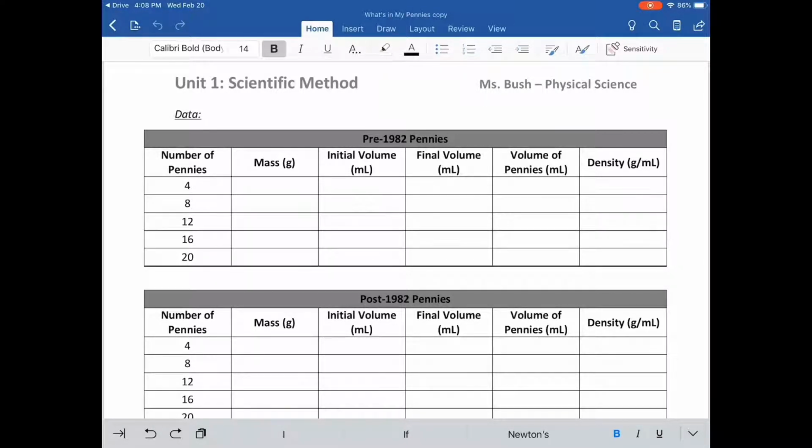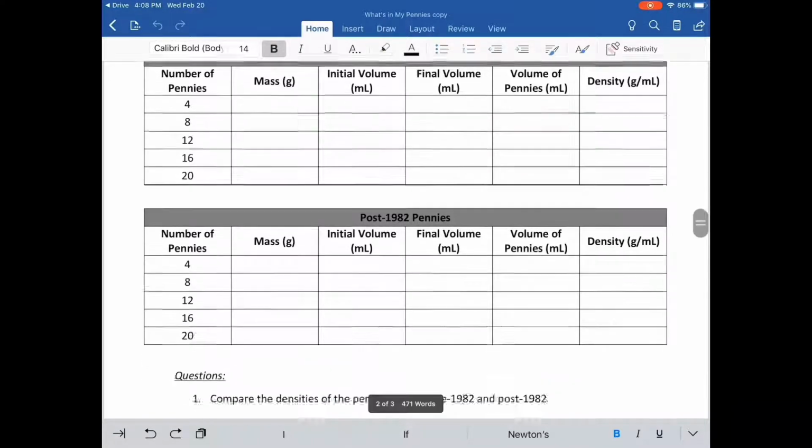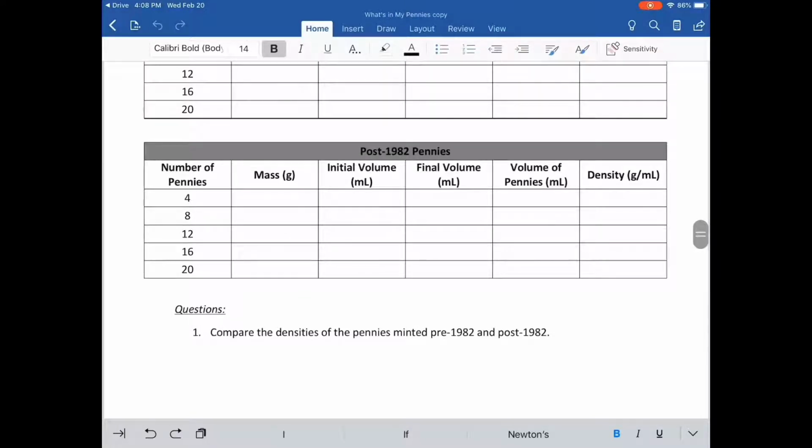Then subtract the 2 to figure out the volumes of the pennies, and then calculate the density using the density equation. And you're going to do that for both the pre-1982 and post-1982 pennies.